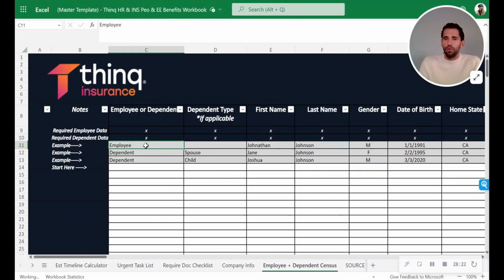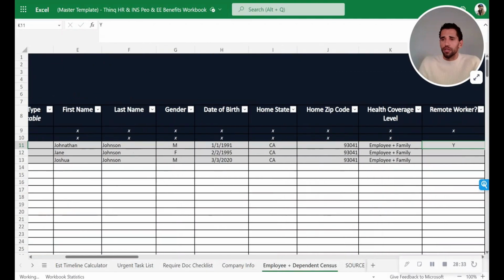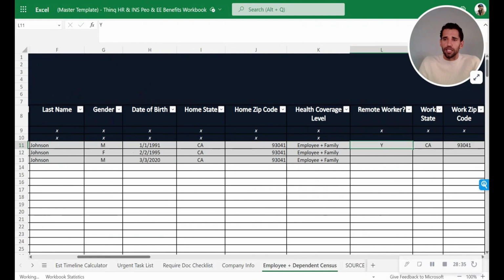So the employee, we want to know first name, last name. This is medical insurance stuff, by the way, for the most part. Gender, date of birth, what state are they in? And this part is super important because it's going to be different than their work state.